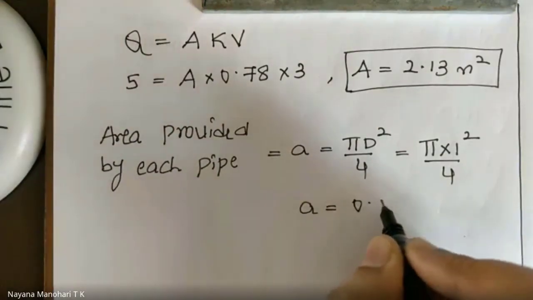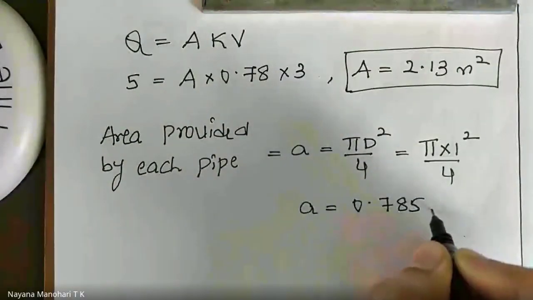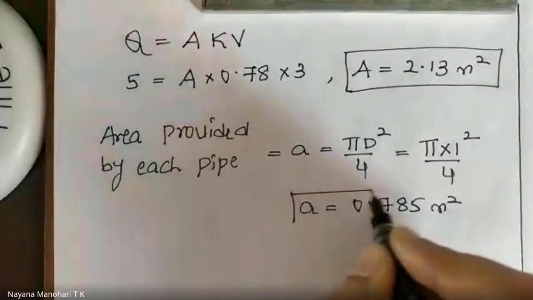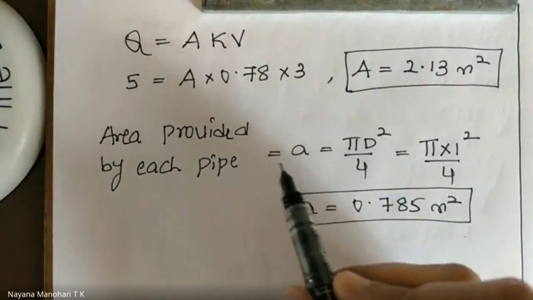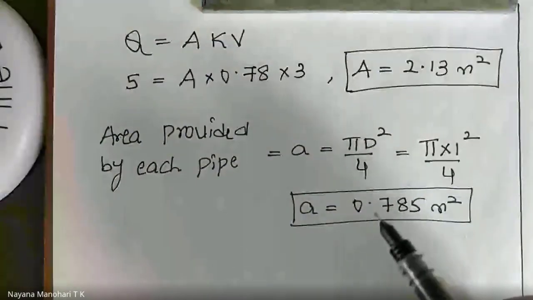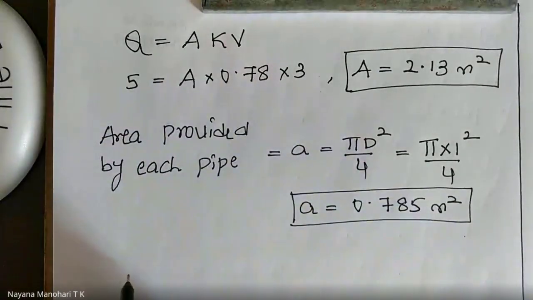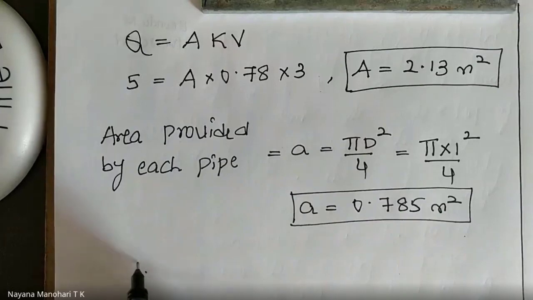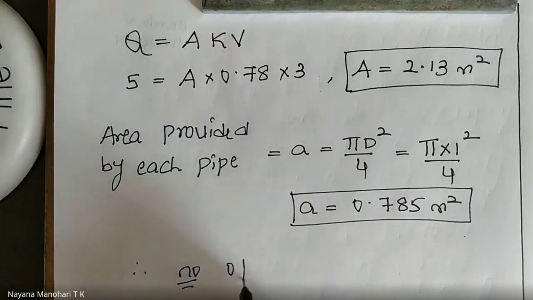You will get 0.785 meters square. This is the area of each pipe. Okay, once you calculate the area of each pipe, then calculate the number of pipes required.